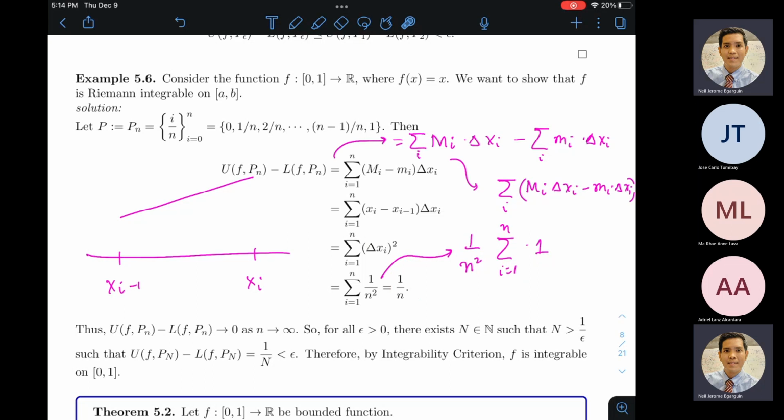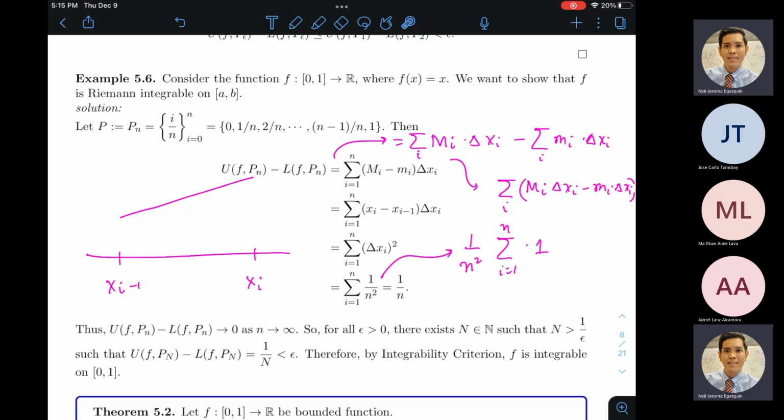So in summary, what we have shown here is that the upper Riemann sum minus the lower Riemann sum is equal to 1 over n. But as n grows very, very large, this guy will go to 0. And so we say that this difference converges to 0 taken as a sequence with respect to n. So ito, sequence ng upper Riemann sum minus lower Riemann sum ay nagko-converge kay 0.